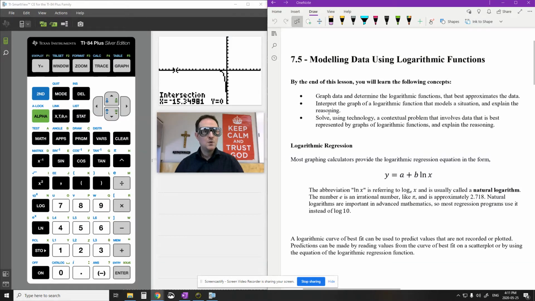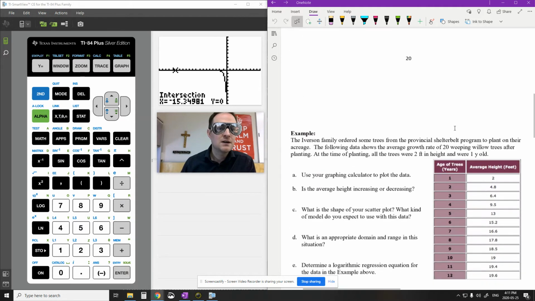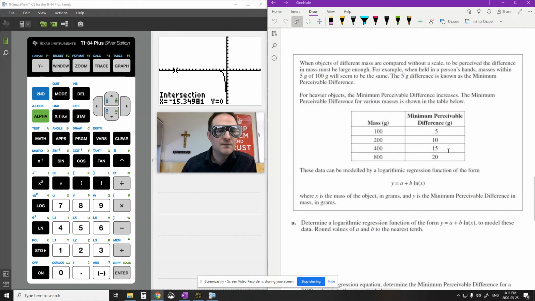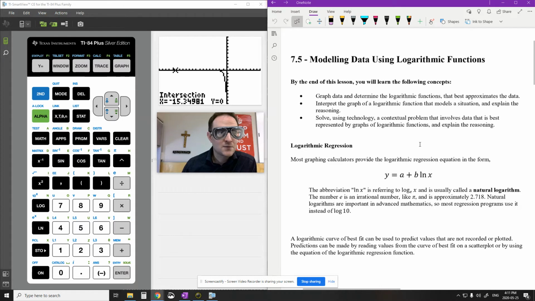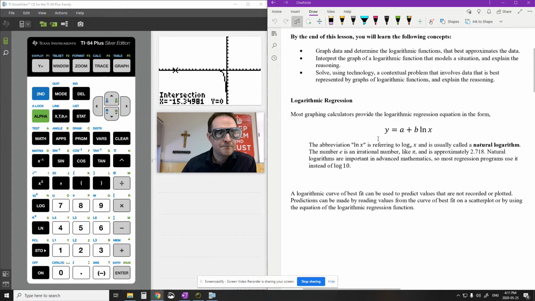So today we are going to do modeling data using logarithmic functions and regression again. So you can see we have a bunch of tables of data. We're only going to do two examples here. You guys know how to regress pretty well, so I'm just going to go over some of it with the calculator here and with Desmos, so you can see both again.